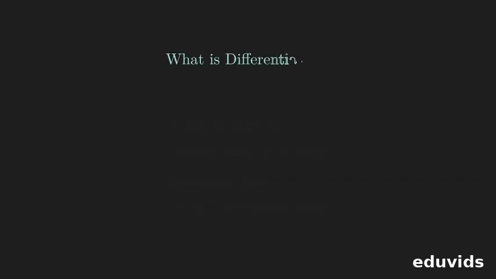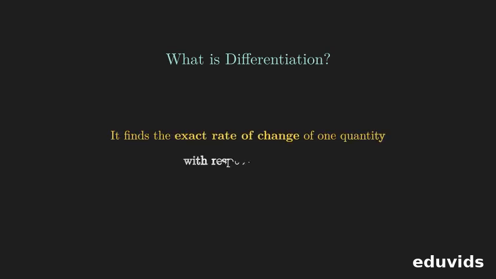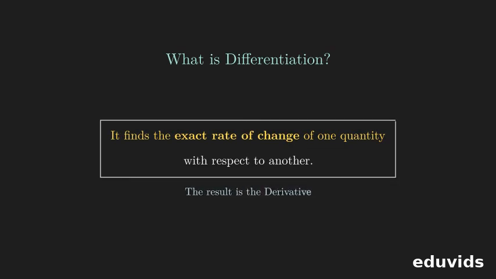Differentiation is a method in calculus. It helps us find the exact rate at which one quantity changes with respect to another. The result of differentiation is called the derivative.